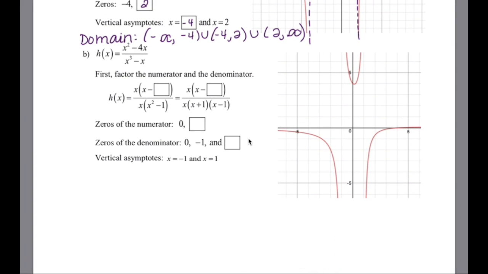Let's look at x squared minus 4x over x cubed minus x.